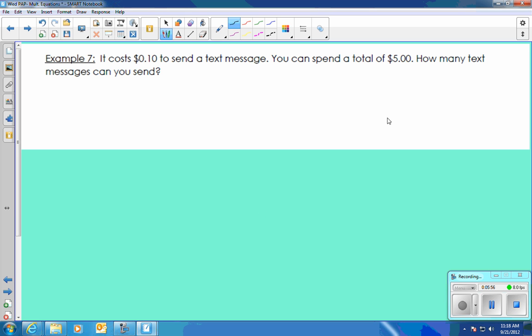It costs 10 cents to send a text message. You can spend a total of $5. How many text messages can you send? Well, if T equals text messages, then it is 10 cents per text, and that should equal my $5.